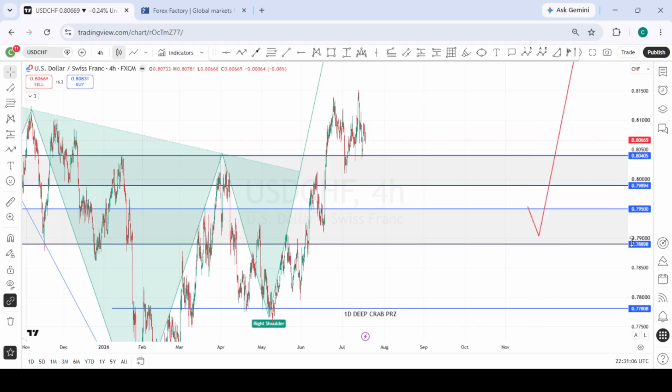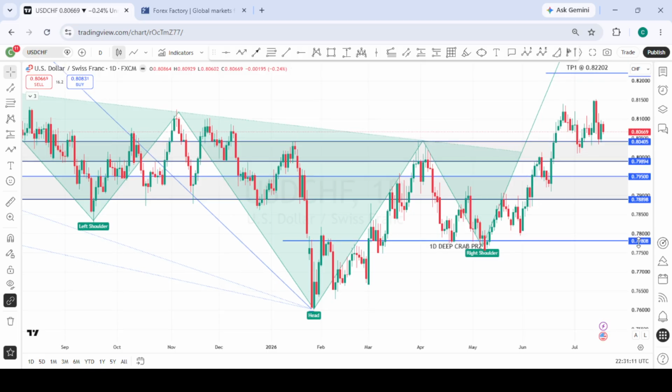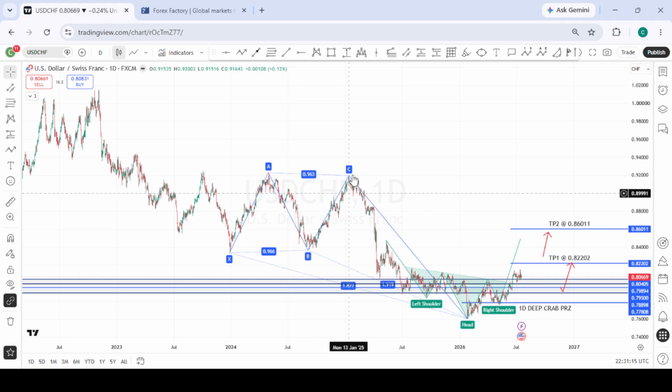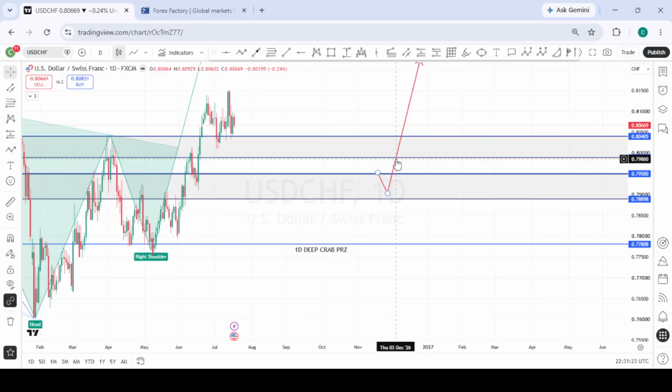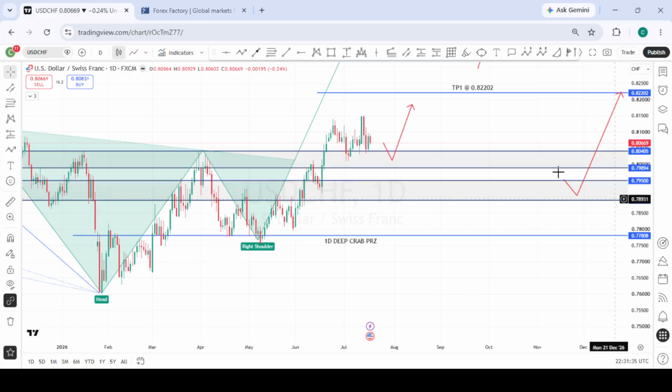This is USDCHF, and for USDCHF we had this deep crab pattern which has completed this whole move, and we are heading towards our TP1 and TP2, and we are almost close to our TP1. So what we're going to look out for is we will still look out for a pullback properly into this area of interest. I would like to see price retesting this area of interest once again, and we take our buys from there to the upside.